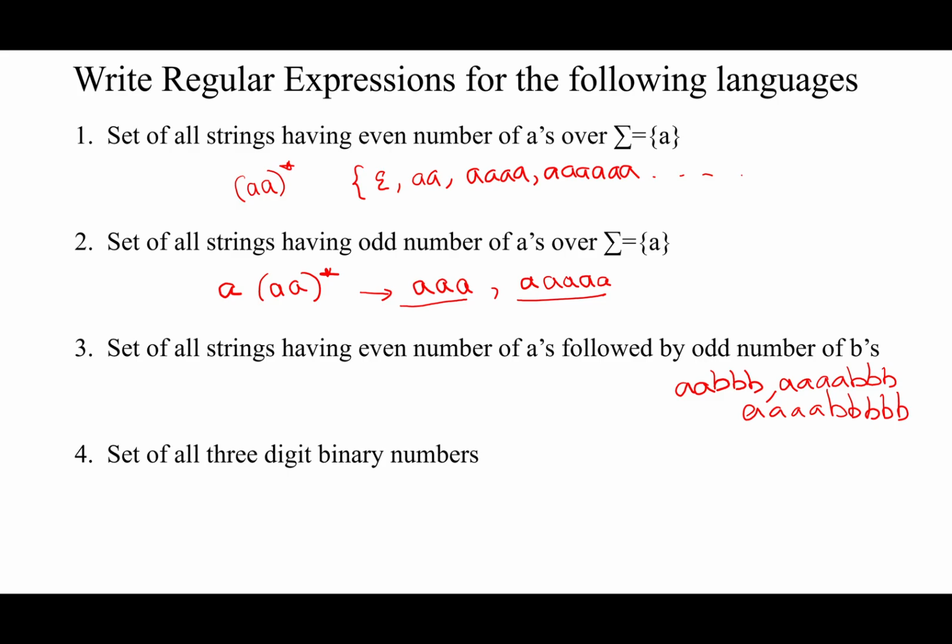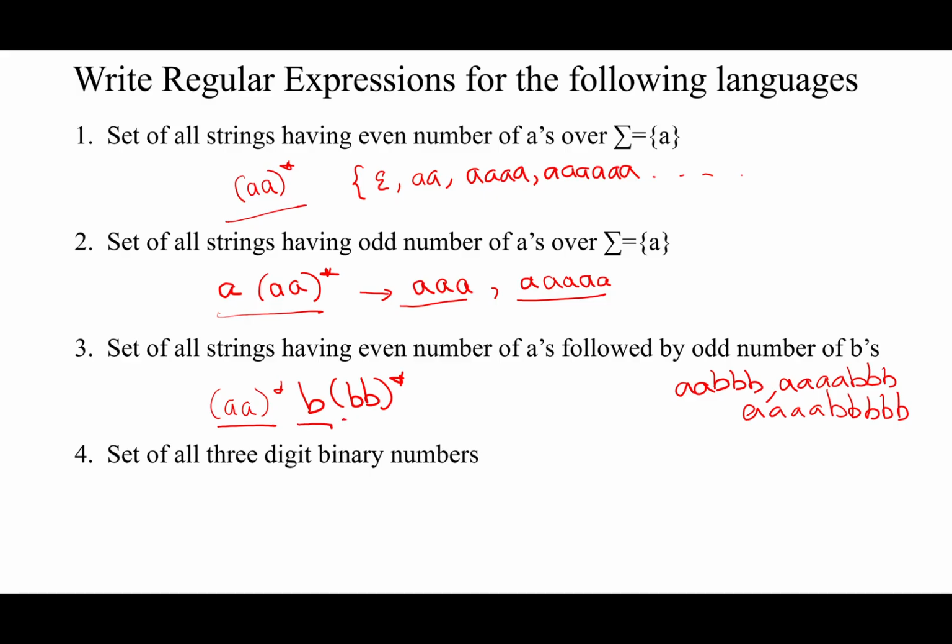So how can we write this? We can combine with this. How did we write the even number of A? Same thing: even number of A, so (AA) the whole star. Then next we have to write followed by odd number of B. So we can add this also: B then (BB) the whole star. So you can see: even number of A, B, then (BB) the whole star.